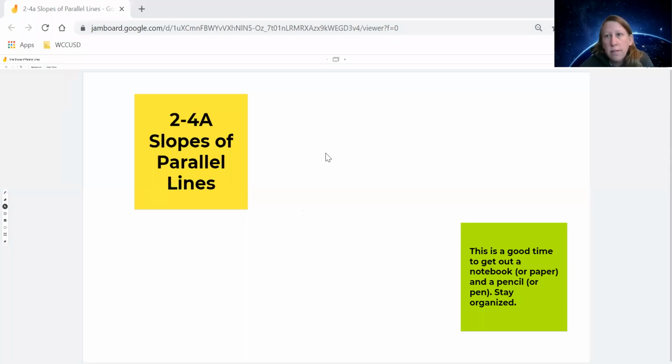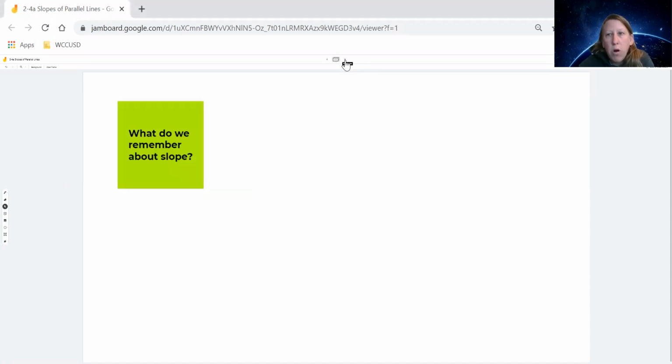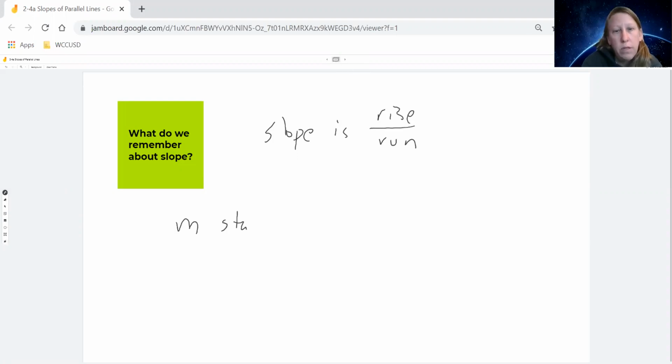Hello students, today we're going to talk about slopes of parallel lines. So what do we remember about slope? Maybe remember that slope is rise over run. Maybe remember that we use M for slope. M stands for slope.